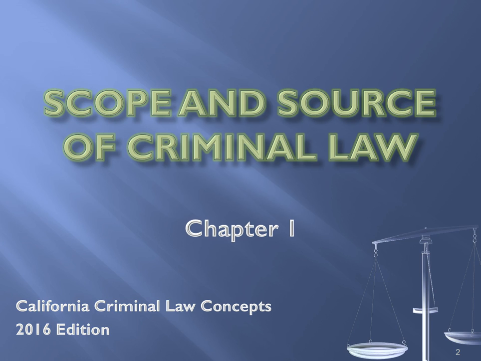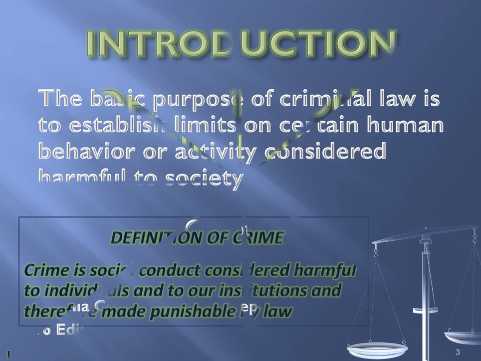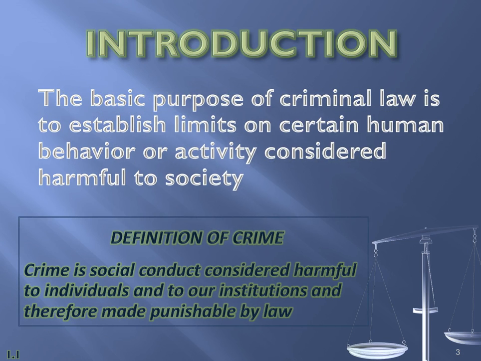So let's jump into Chapter 1, and we're going to be talking again about the scope and source of criminal law. So kind of where did it come from? Well, the basic purpose of criminal law is to establish limits on certain human behavior or activity considered to be harmful to society. If you look down below here, you can see the definition of a crime. Crime is social conduct considered harmful to individuals and to our institutions, and therefore made punishable by law.